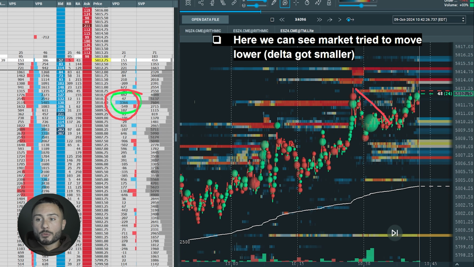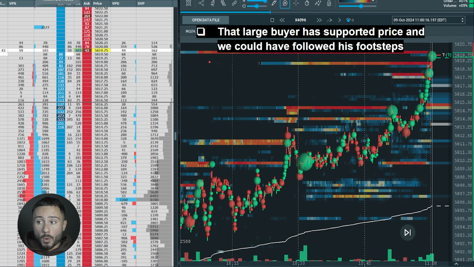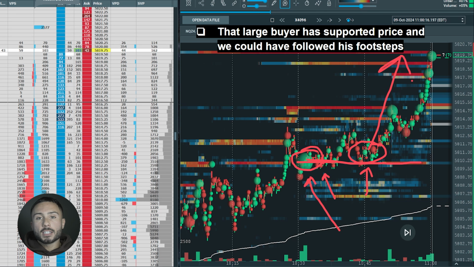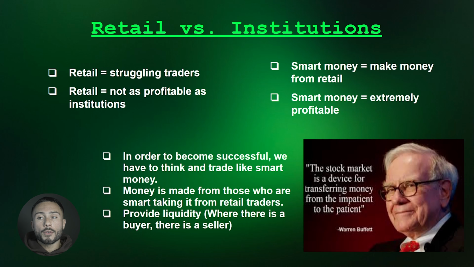The delta gets smaller, which means he is getting filled and the market's trying to move down, but it's not moving down. So he got smaller. And now this large green bubble, which we could see right here, acts as support, multiple other attempts. This is on the heat map. And this is how I was able to take the market long here, saying there's a large buyer defending price. He's supporting the market. And now I'm looking to capitalize on an upside move. This is me following the footsteps of a large buyer and capitalizing on the order flow activity.